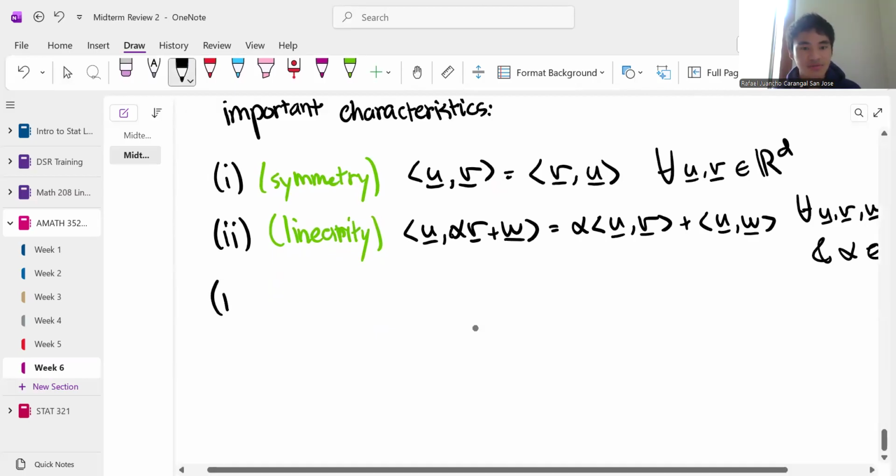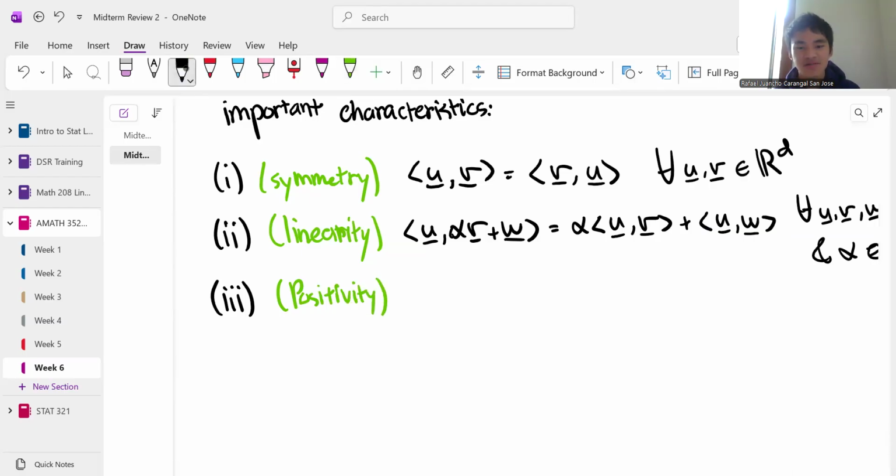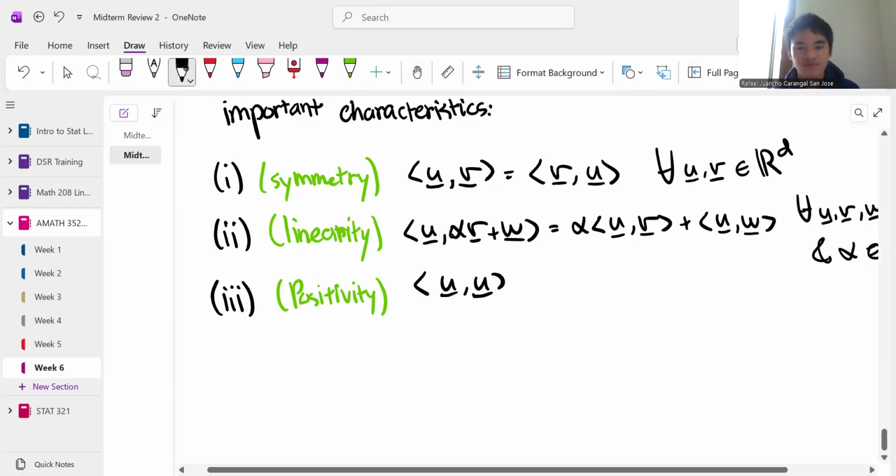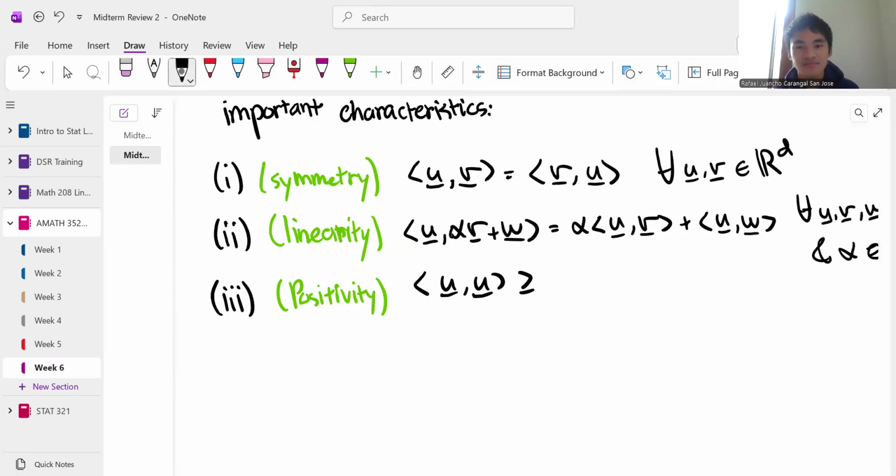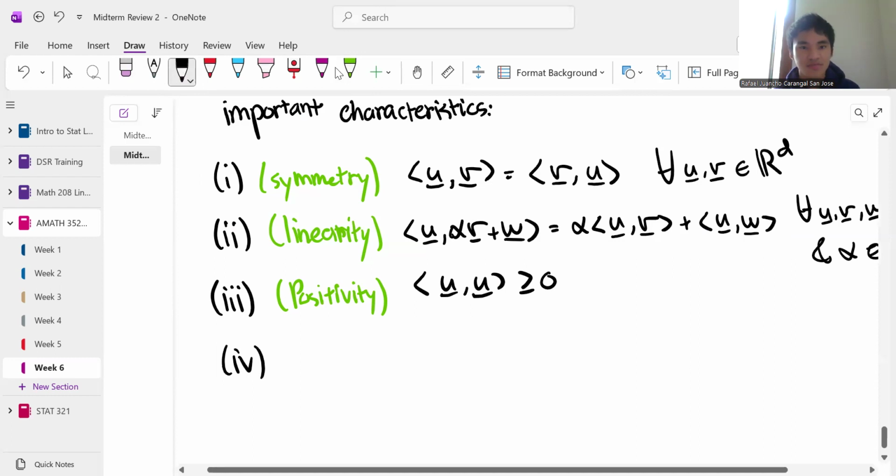Let's do the third property, which is positivity. Here's the thing about dot products that I find interesting. If we do a dot product of the same vector, it's always going to be positive or 0. Okay? It's always going to be that. And then another property here, definiteness.